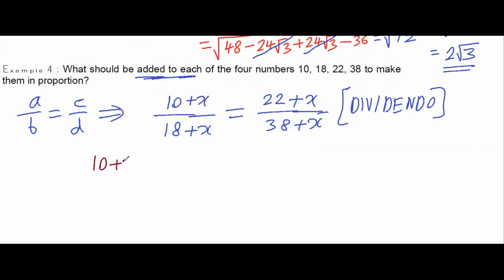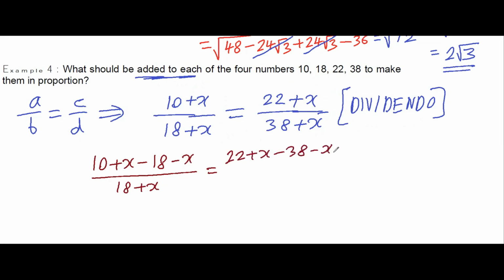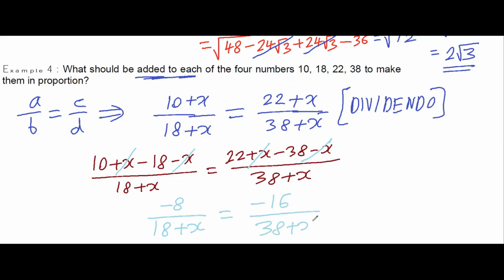So the numerator is 10 plus x, and I am going to subtract the denominator, minus 18 minus x, divided by 18 plus x. Same thing I am going to apply here: 22 plus x minus 38 minus x divided by 38 plus x. Now I can cancel minus x plus x. Here again minus x plus x will be cancelled, and I will get 10 minus 18, which is minus 8, divided by 18 plus x, equal to 22 minus 38, which is minus 16, divided by 38 plus x.